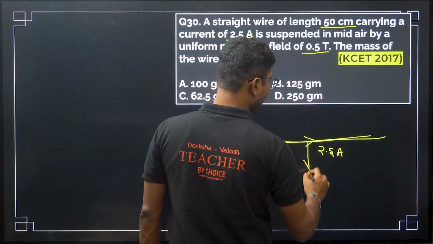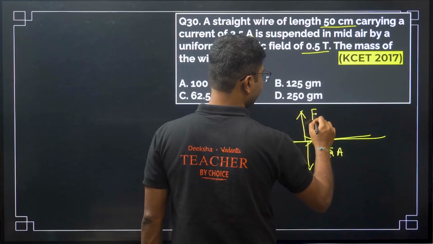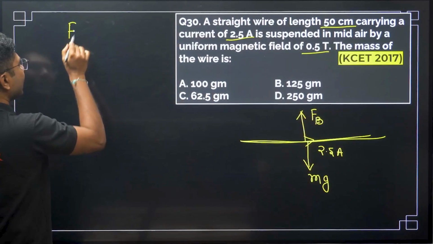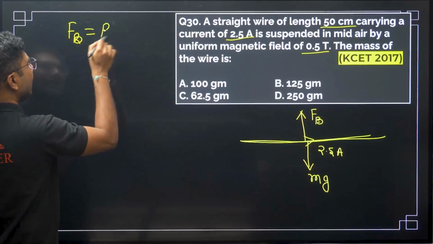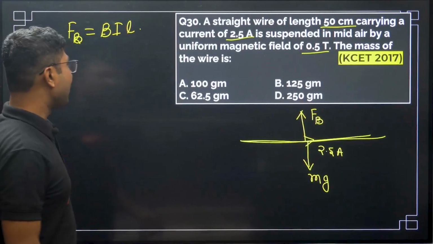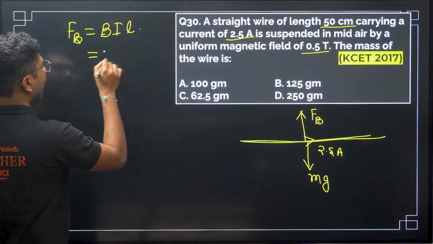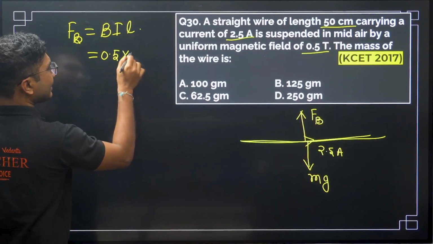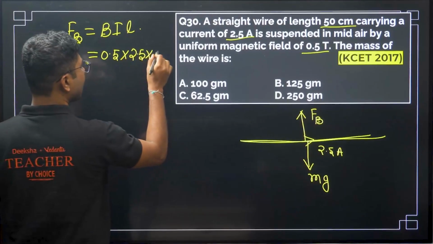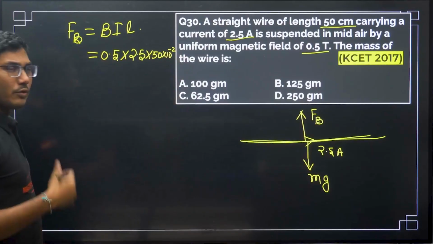So from here, this is mg, and this is the magnetic force. What is the magnetic force in a current carrying wire? It is BIL sin theta, but in this case it is perpendicular, so sin theta is 1. Magnetic field is 0.5 Tesla, current is 2.5 ampere, length is 50 centimeter, that is 50 into 10 to the power of minus 2. Don't forget to convert it.